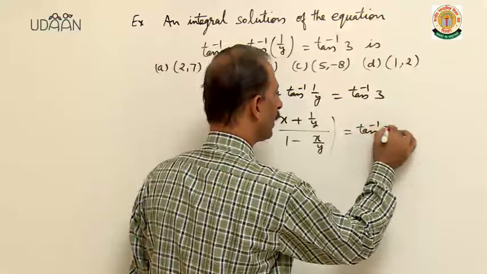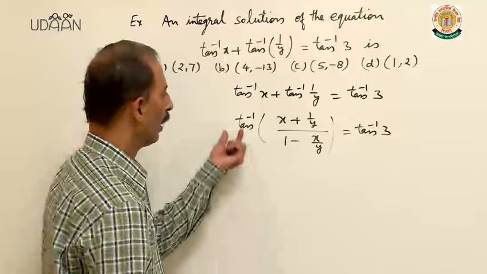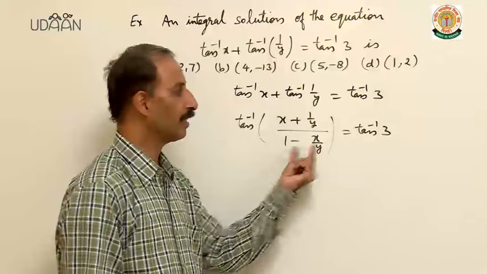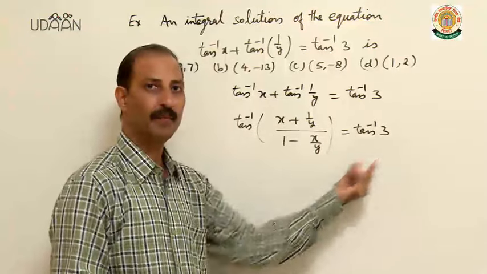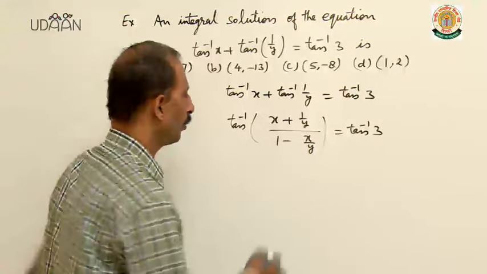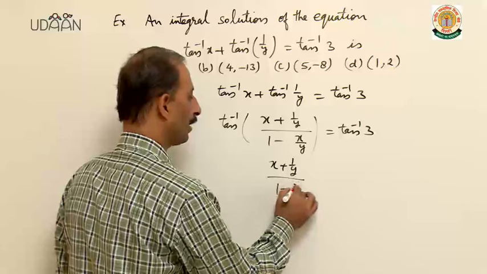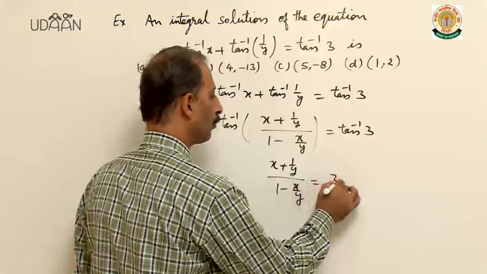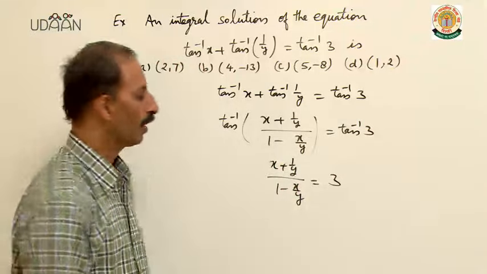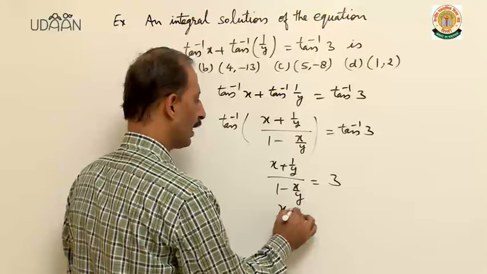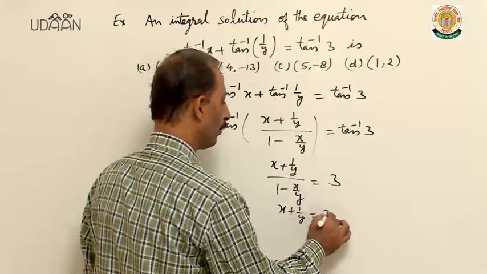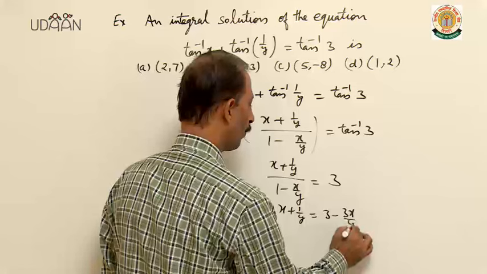This will be equal to tan inverse 3. Now this is also tan inverse of x is equal to tan inverse of y. It means x and y are same. So we can say (x plus 1 upon y) upon (1 minus x upon y) is also equal to 3. Cross multiply, you will get x plus 1 upon y is equal to 3 minus 3x upon y.